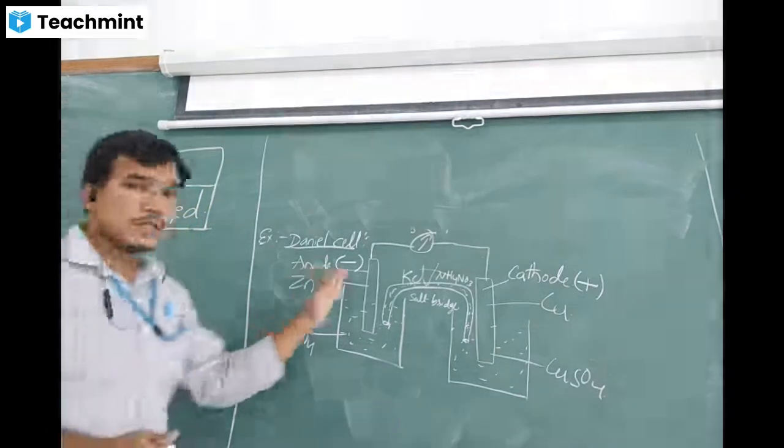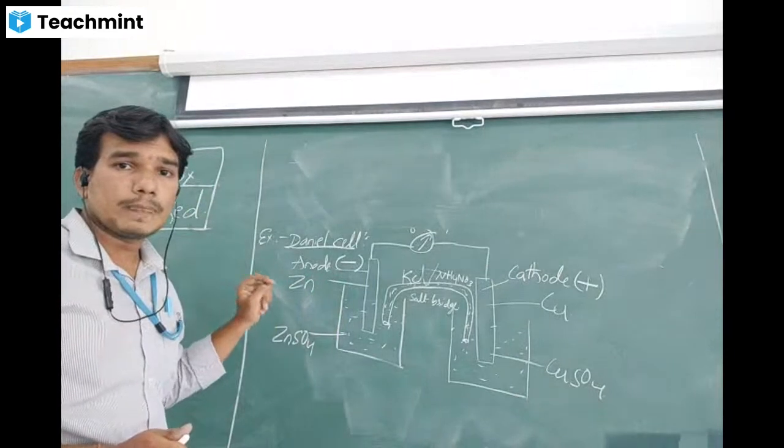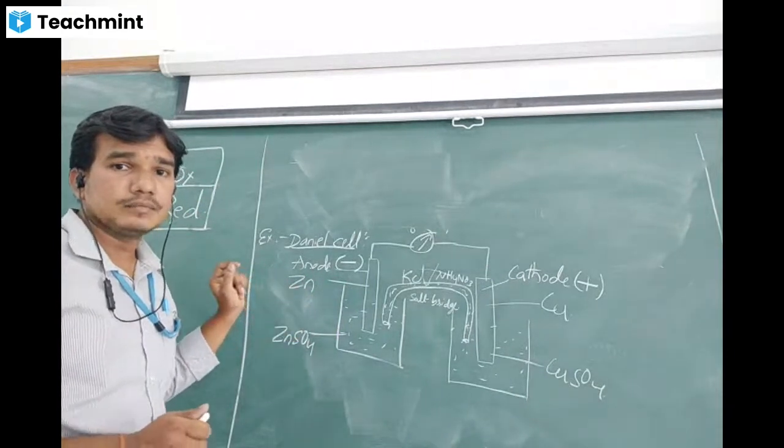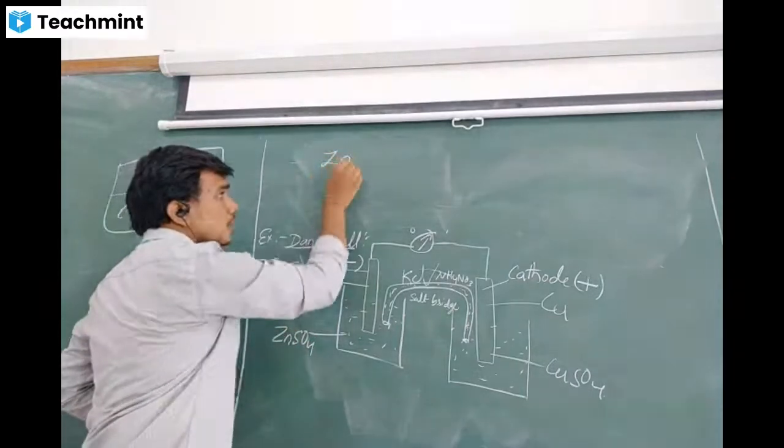Okay. So now, which one acts as the anode in the Daniell cell? Zinc is going to oxidize. Oxidation means what?